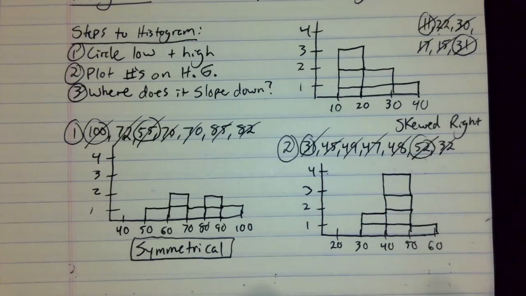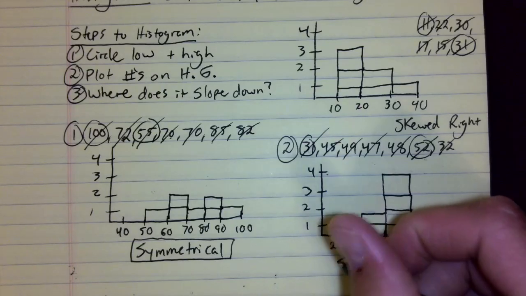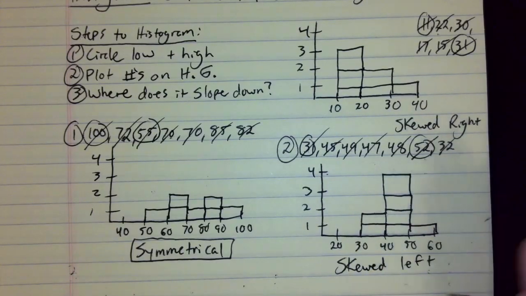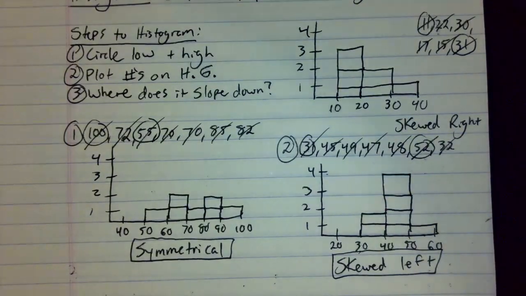Cross that off. So, which way does this skew? Well, it slopes down to the left. So we say this is skewed left. On there, skewed left is your answer. That's it. Let's see another one.